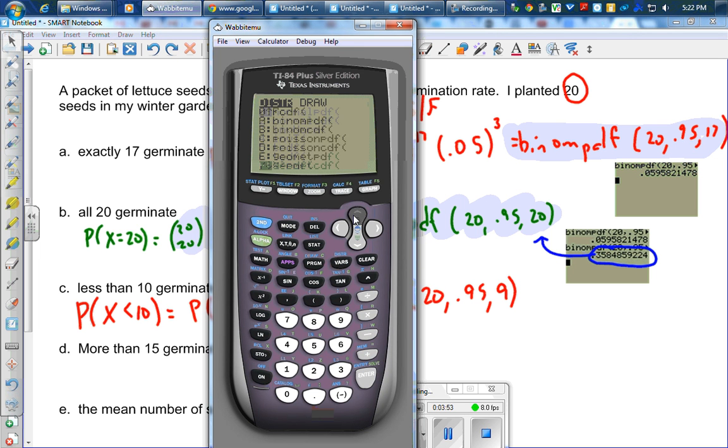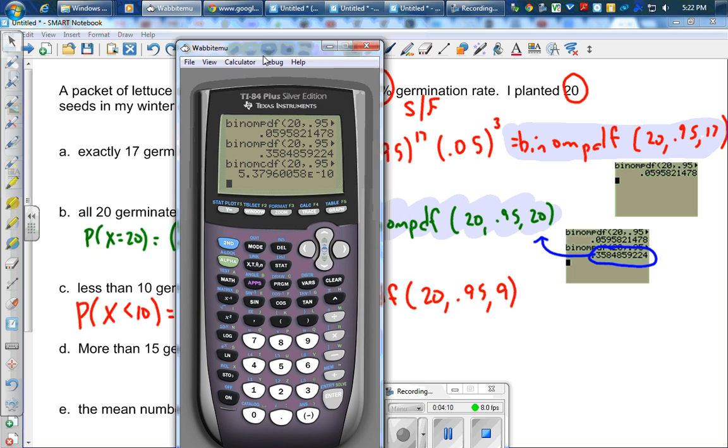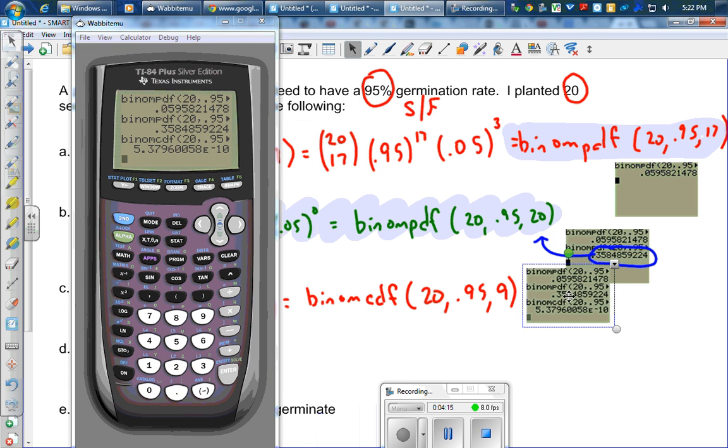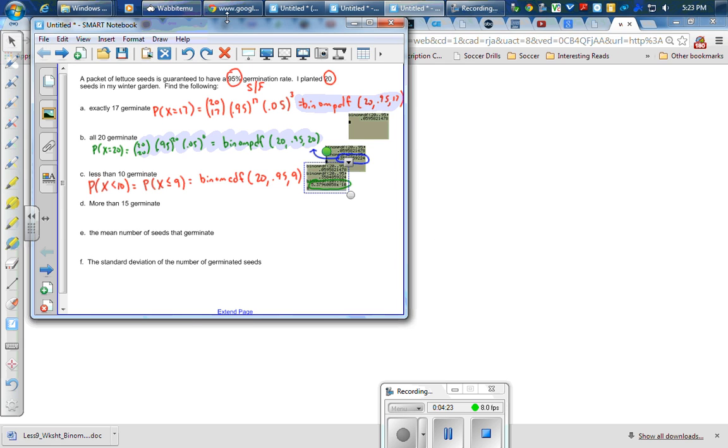So on the calculator, second distributions, binom CDF, the cumulative density function. There it is, pretty small, and this shouldn't be a surprise because the seeds have a pretty high germination rate. 95% of them germinate. So there's my answer here for this one. It's this very small number. I don't care if you write it as scientific notation or like that. Either way.